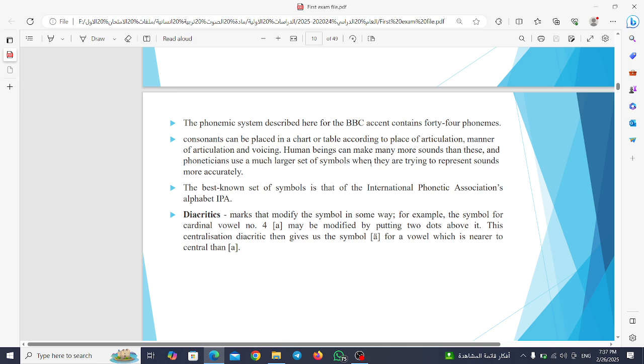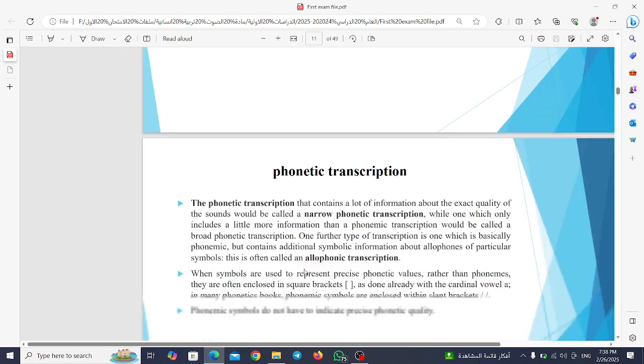Human beings can make many more sounds than these, and phoneticians use a much larger set of symbols when they are trying to represent sounds more accurately. The best known set of symbols is that of the International Phonetic Association, the IPA. Diacritics are marks that modify the symbol in some way. For example, if I add two dots above A, it means it is more central.